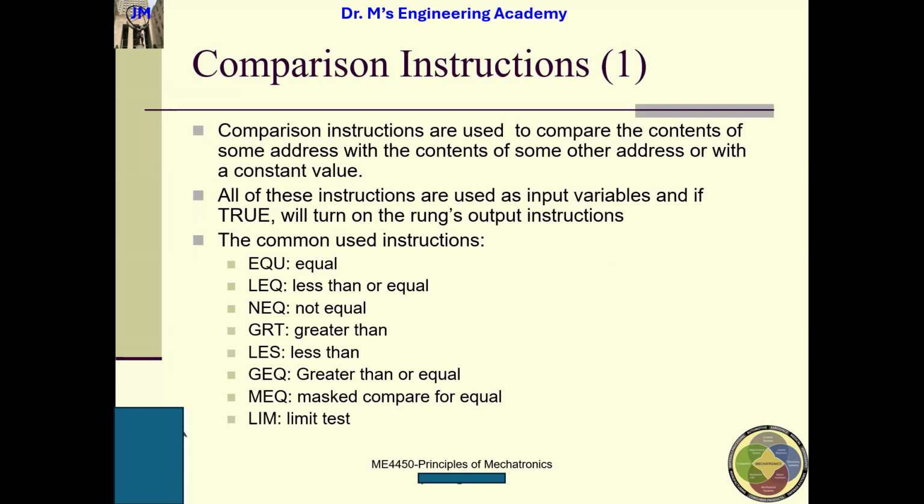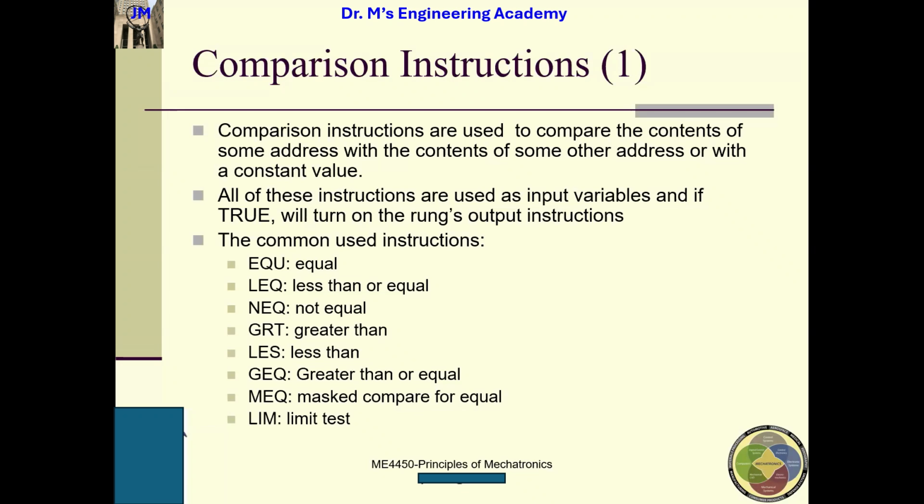Comparison instructions. Because you have already learned a lot of engineering-related things, you know the comparison. Comparison instructions are used to compare the contents of some address with the content of some other address or with a constant value. All of these are used as input variables, and if the condition is true, they will turn on or run output instructions.